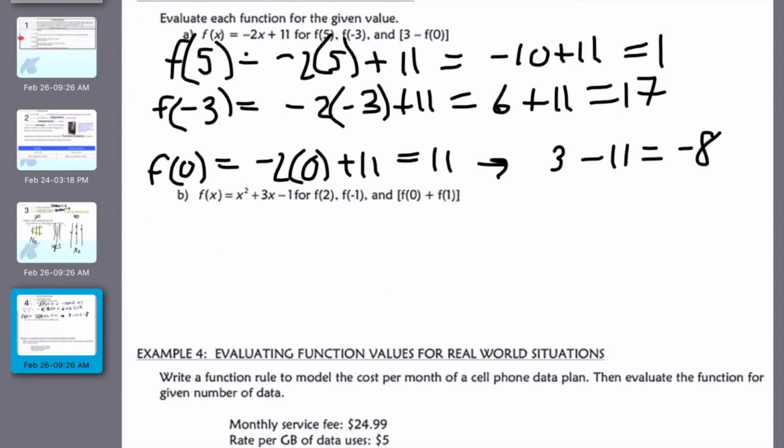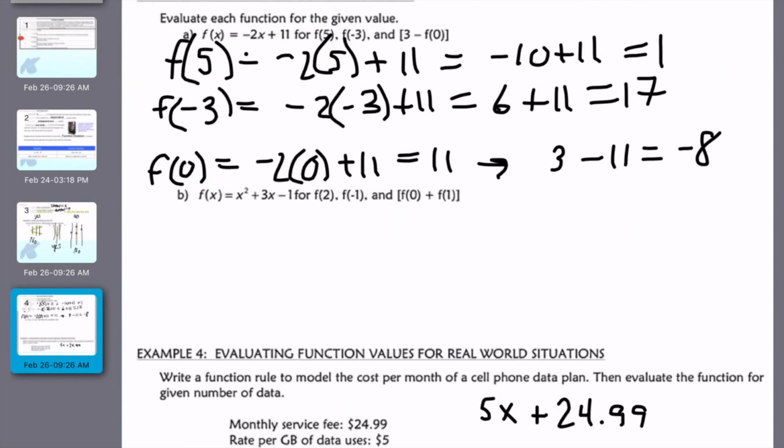Now, for our last question, write a function rule to model the cost per month of a cell phone data plan, then evaluate the function for a given number of data. So I see that my monthly service fee is $24.99, and my rate per gigabyte of data is $5. So I see that that is going to be my variable cost. That is my rate of change. So I see here that it's going to be 5 times the number of gigabytes, and it's always going to be $24.99 every month, no matter what.